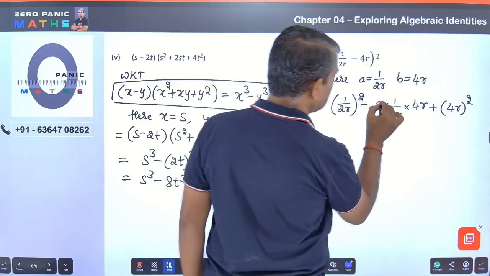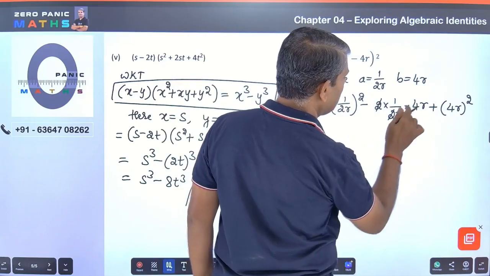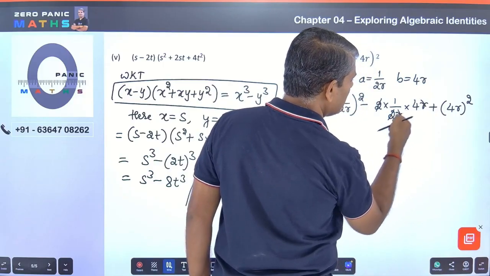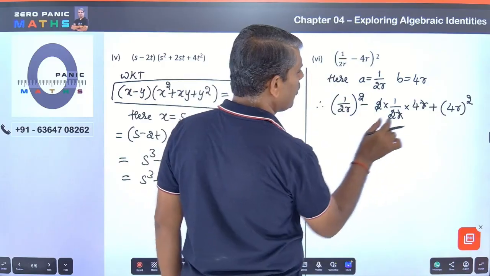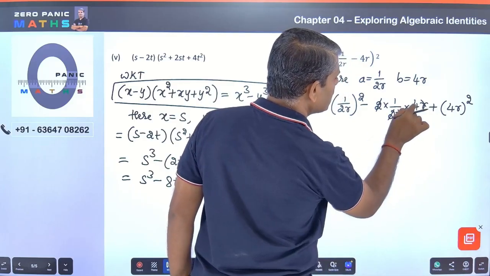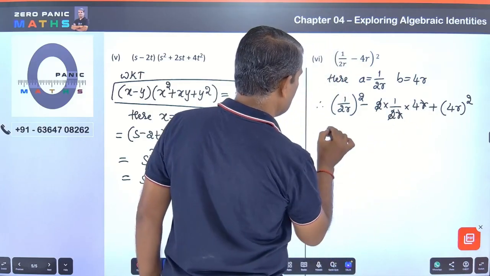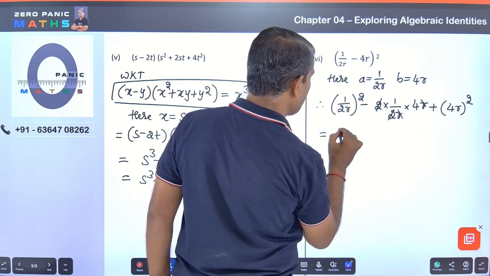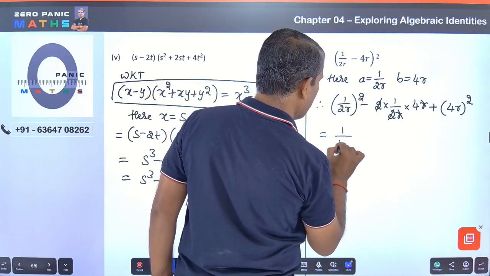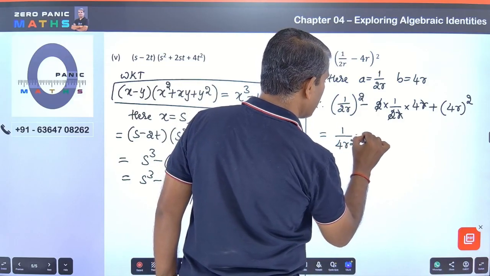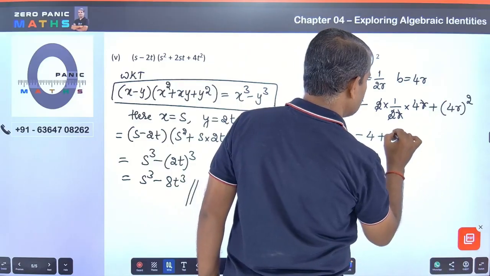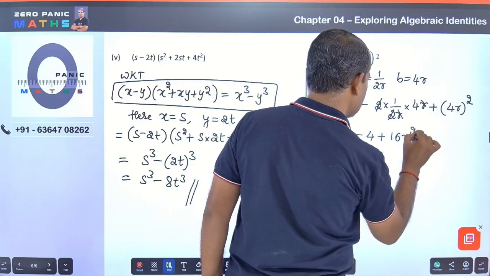Now this 2 and this 2 got cancelled, and this r and r also got cancelled. You just concentrate here and write it properly. R and r also are getting cancelled here. So what remained in the middle term is only 4 into 1, that is 4. And this is equal to 1 square in the numerator remains as 1, 2 square, and that is 4r square, minus 4, plus 4 square, that is 16r square.